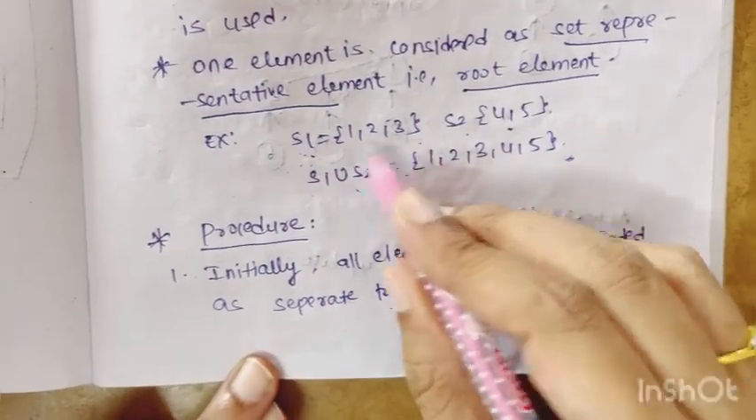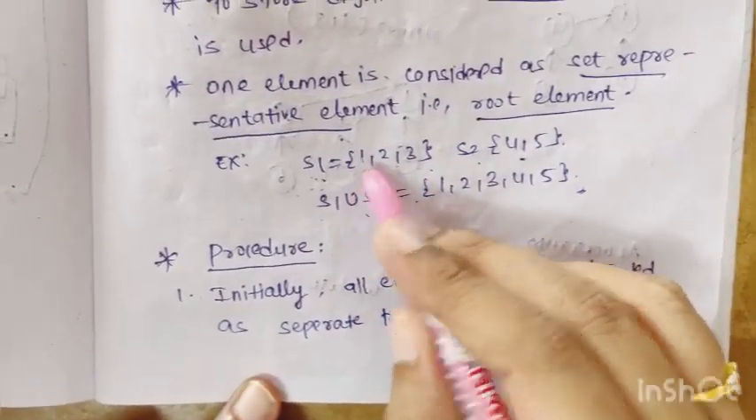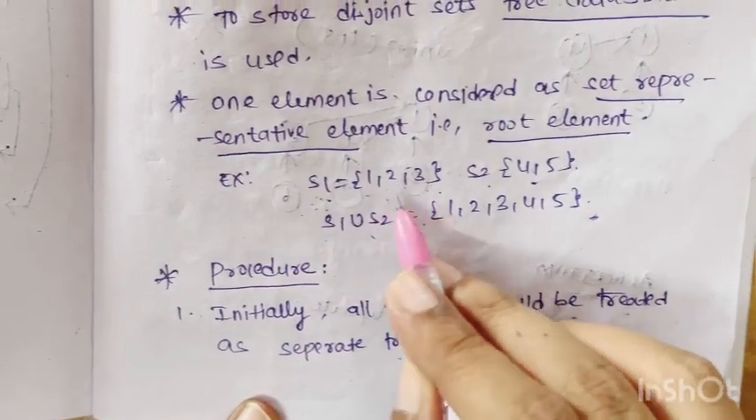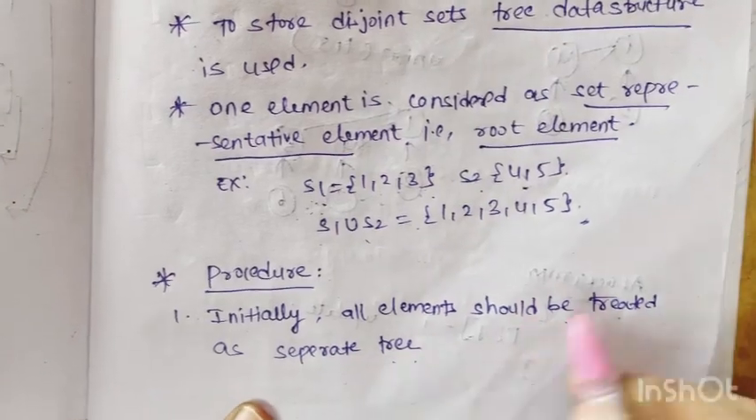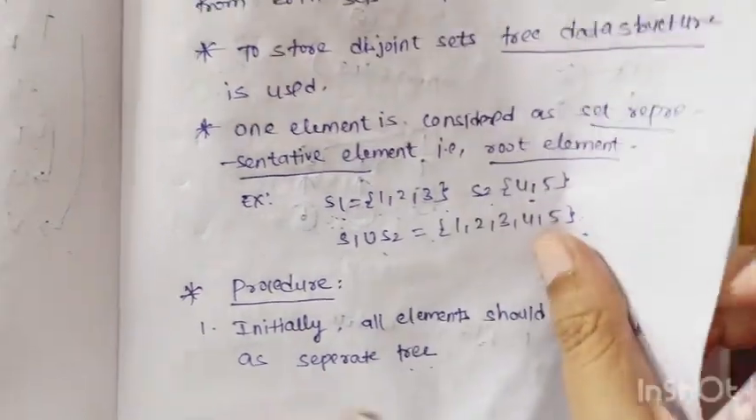For example, let's take 1, 2, 3. So 1 will be written as one tree, 2 will be written as one tree and 3 will be written as one tree. So that is the first point: all the elements should be treated as separate trees.